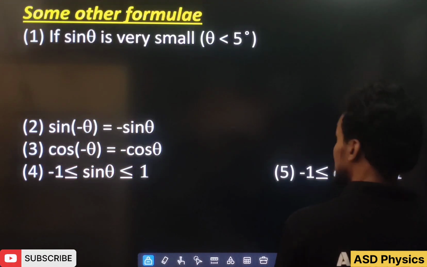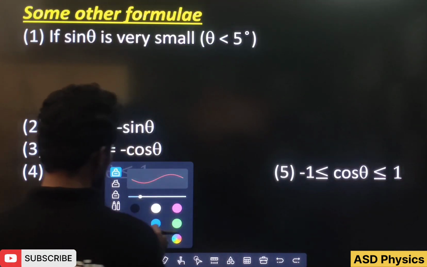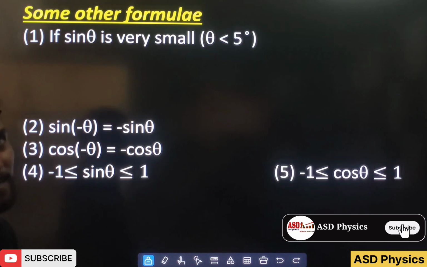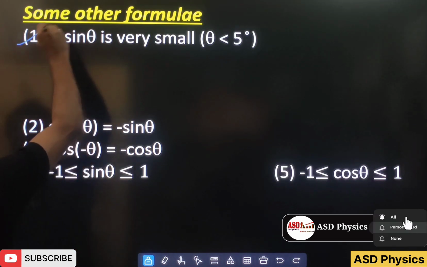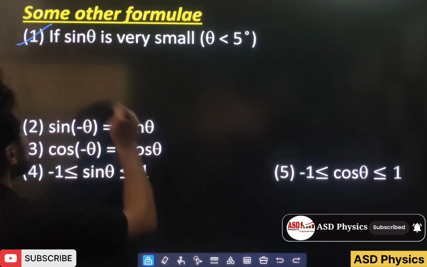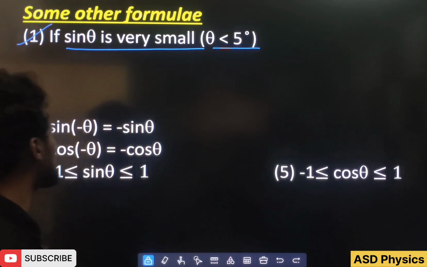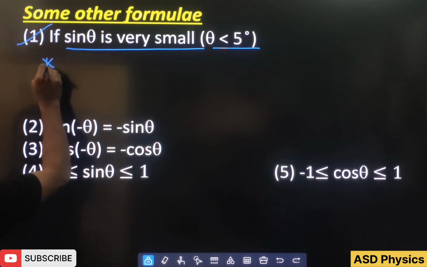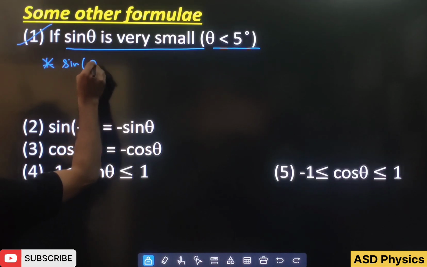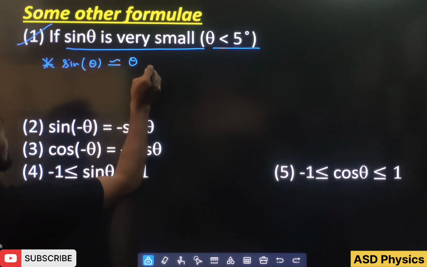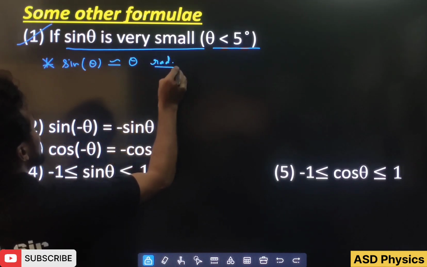Because all this we need in physics. Next, students, some other formulas, very, very important in the SHM chapter and all. If angle theta is very, very small, that means up to 5 degrees, then sine theta will be approximately theta, and please make sure that this is in radians.